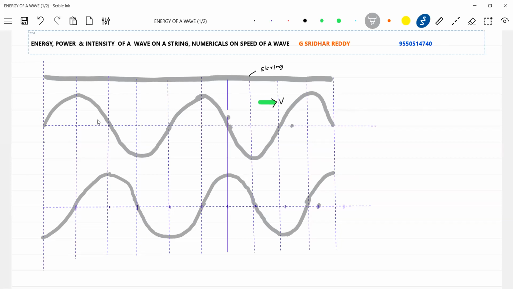Okay, now look at this. So this is at one instant of time. This is at t equals 0, you better see. After some time, t equal to T by 4, the wave is propagating in this direction.